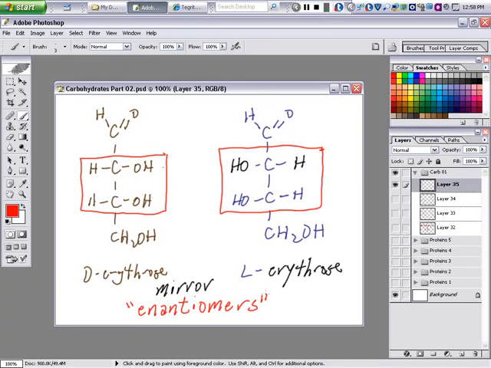Can everyone see that okay? Make sense? Kind of? See, I don't really have time in lecture to put all the models together, but we will in lab. We definitely will do that in lab. And so here we have D-erythrose and L-erythrose. The chiral centers mirror one another. Everyone okay with that? Okay.